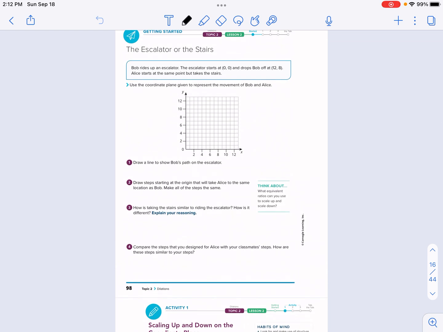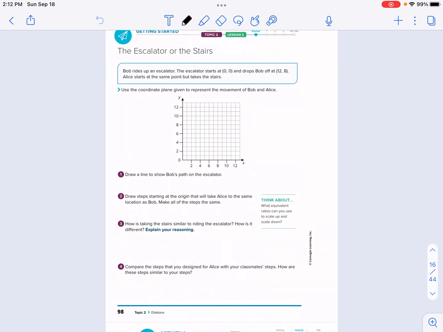So go to page 98. In the box it says Bob rides an escalator. The escalator starts at point 0, so we're going to make some annotations. I'd like for you to copy this down. At 0, 0. And drops Bob off at the coordinate 12, 8. So that's 12 to the right and 8 up. So right here.